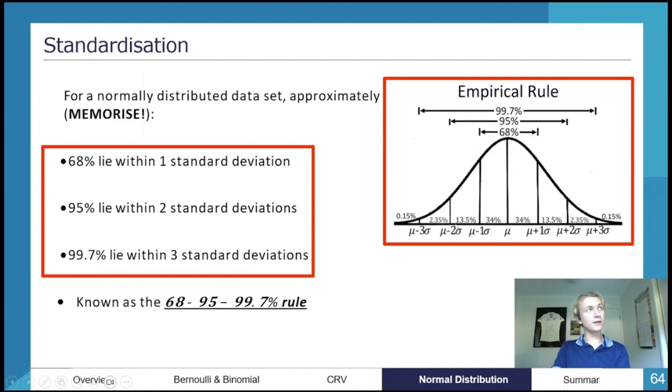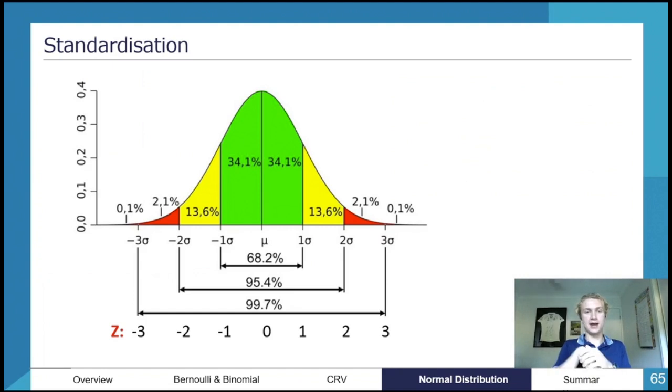I would recommend writing this down and memorizing the little distinctions here, because sometimes you'll get weird questions where you're asked to find the probability from here to here. You have to know these little distinctions to know what to subtract from one, like 0.34, for example. This is known as the 68, 95, 99.7% rule, and it is a key learning objective for the syllabus. You need to know this, and we're going to go into it in a bit more detail now.